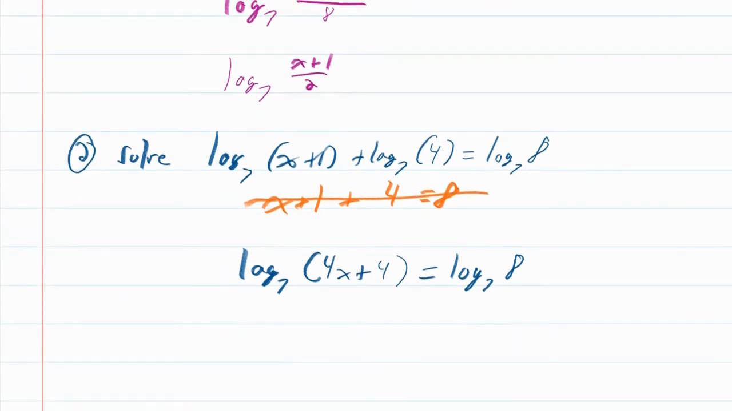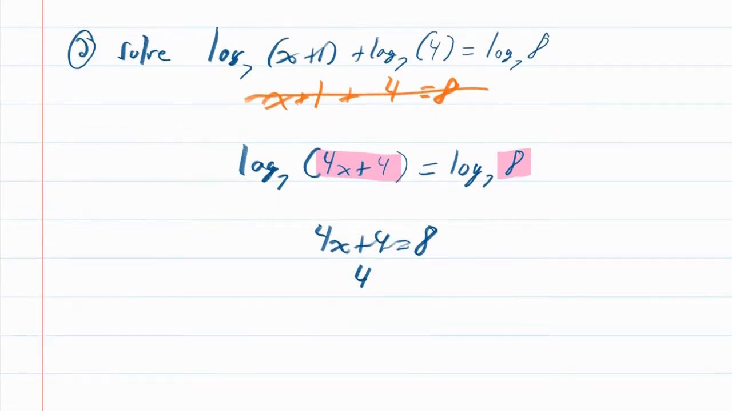Now we can drop the logs because the two arguments themselves are equal to each other very clearly. And I can say 4 times x plus 4 is equal to 8. So 4x equals 8, or x is equal to 2. Oops, kidding. This should be 4x is equal to 4, and x is equal to 1.